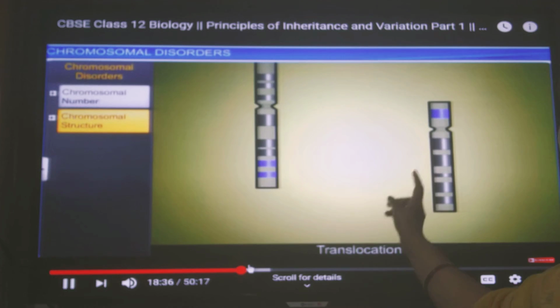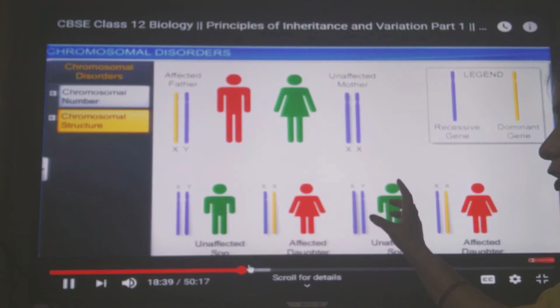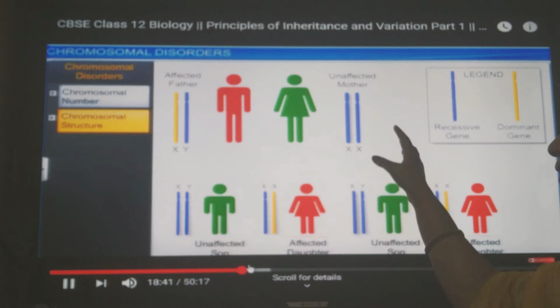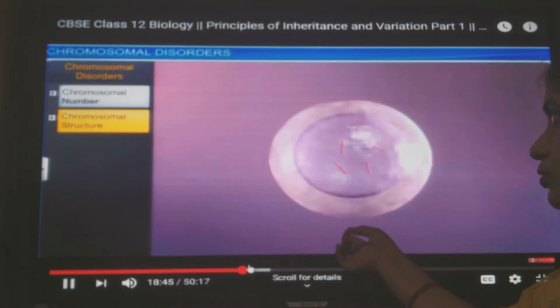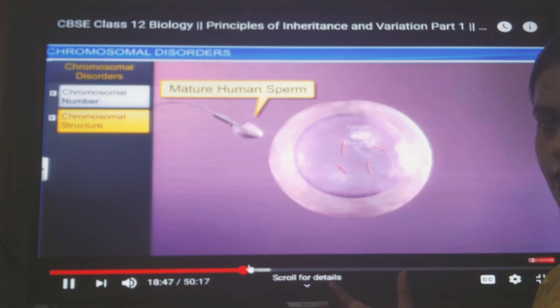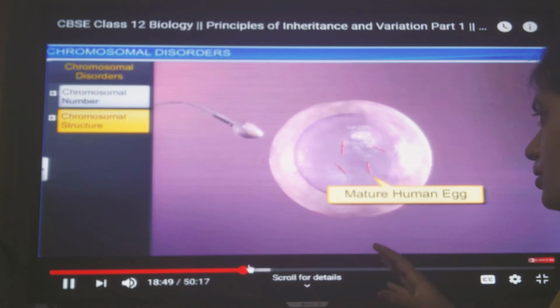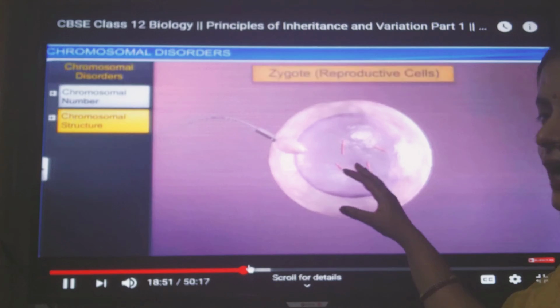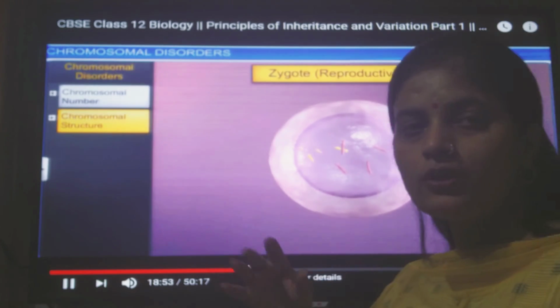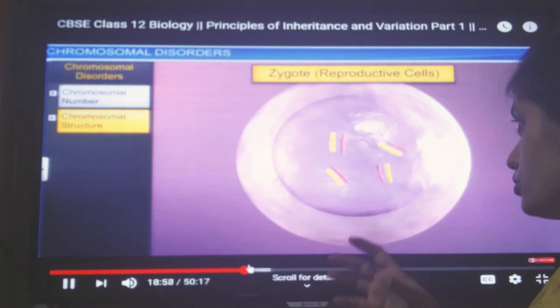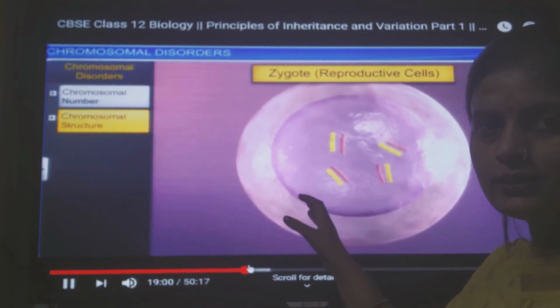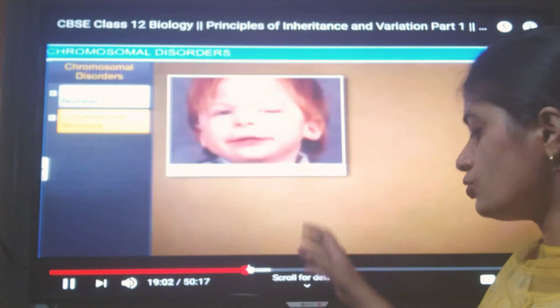In this image or video we can see duplication and deletion of a particular segment has occurred, and another thing that can occur is translocation, that means a change in the position of a particular gene. It can be transmitted from the affected father to the affected daughter. That means it can be transmitted in this way. One example is shown here, and in most cases it can occur that addition or deletion of a particular segment of the gene inside the chromosome happens at the time of fertilization. That is just shown here.